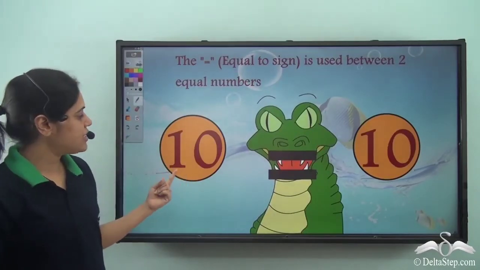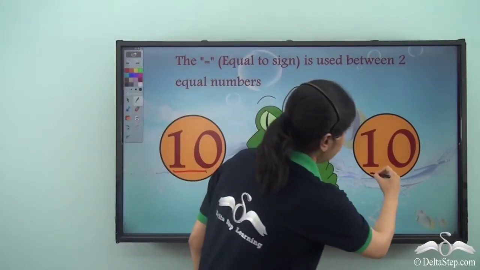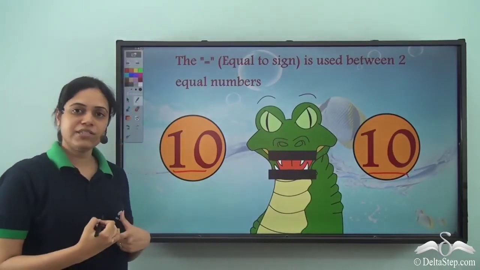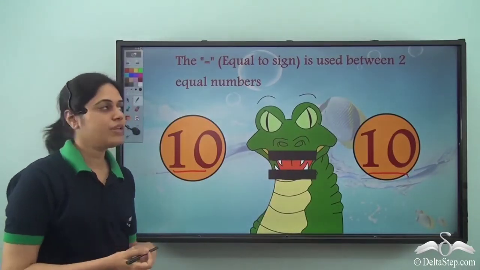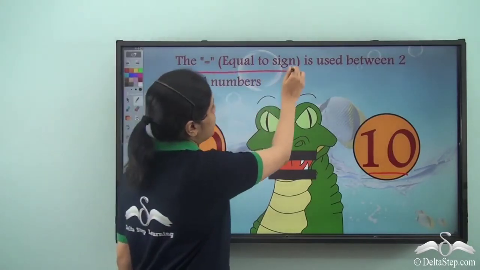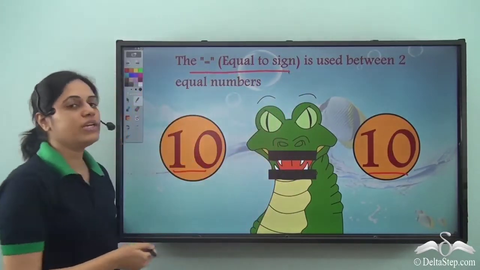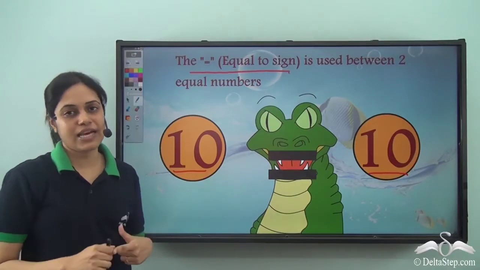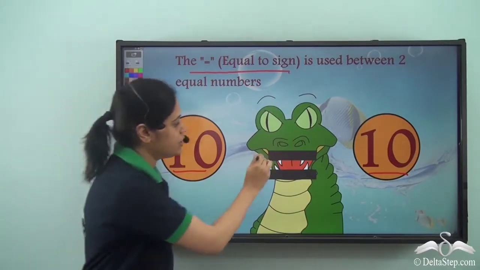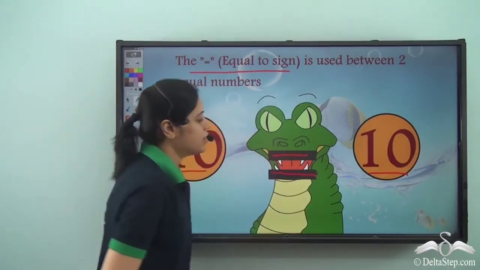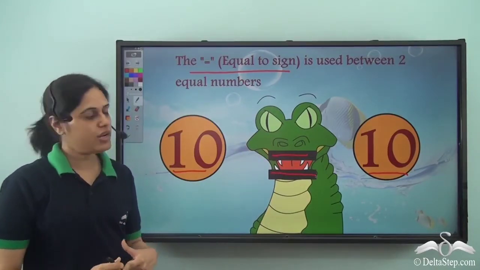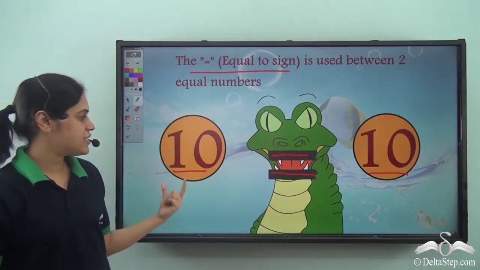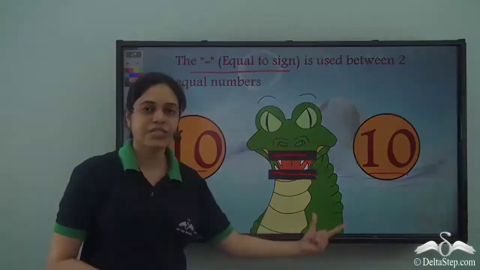And in this case we have 10 and 10 on both the sides. So the two numbers are the same. So we use the equal to sign. It is used between two numbers which are same or equal. This is the equal to sign used between the numbers which are equal. What we read it as 10 is equal to 10.